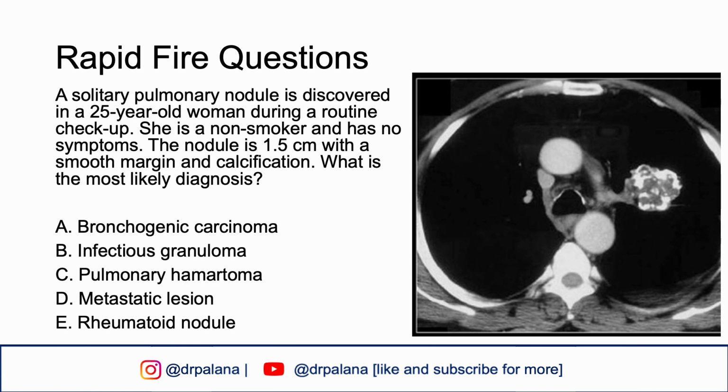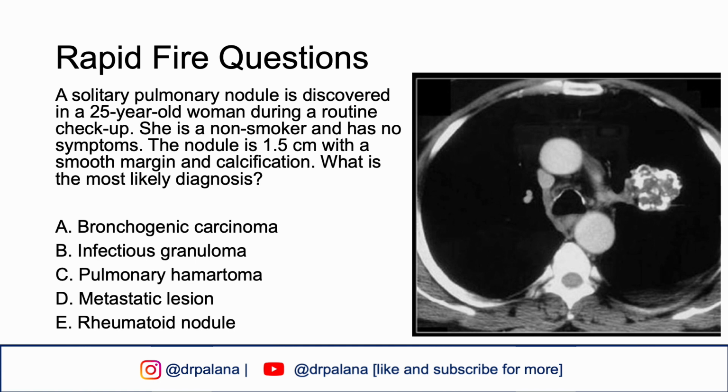A solitary pulmonary nodule is discovered in a 25-year-old female during a routine checkup. She is a non-smoker and has no symptoms. The nodule is 1.5 centimeters with a smooth margin and calcification. What is the most likely diagnosis? Bronchogenic carcinoma, infectious granuloma, pulmonary hamartoma, metastatic lesion, or rheumatoid nodule? The answer is C, pulmonary hamartoma.